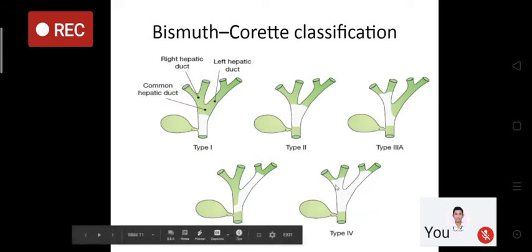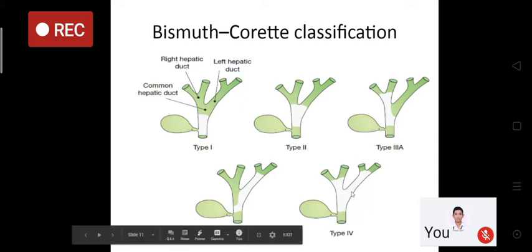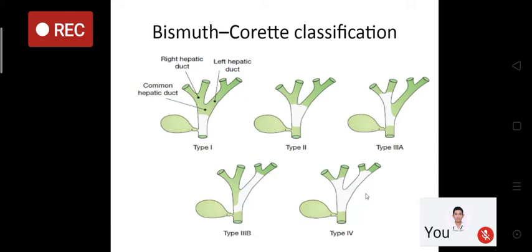Similarly, if the lesion is like this, we can't have any option because it is very difficult to have a biliary enteric anastomosis of such proximal small ducts, and you cannot excise both lobes of the liver. So in such cases, these are considered as inoperable tumors.